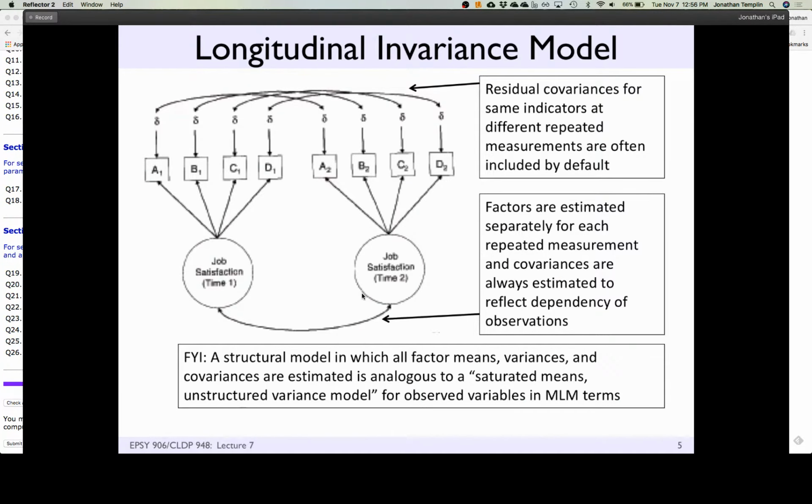So here's an example of a longitudinal invariance model. There were 4 items at 2 different time points, time 1 and time 2. This would be the factor at time 1. This would be the factor at time 2.